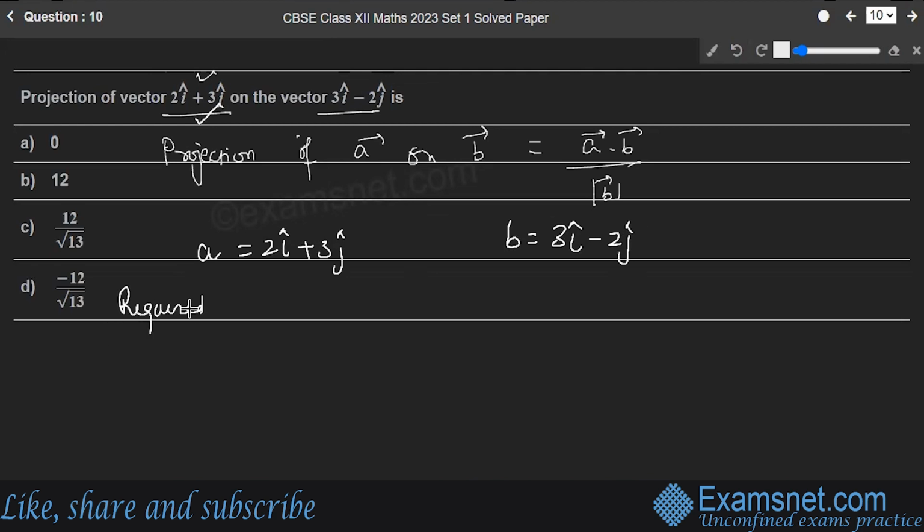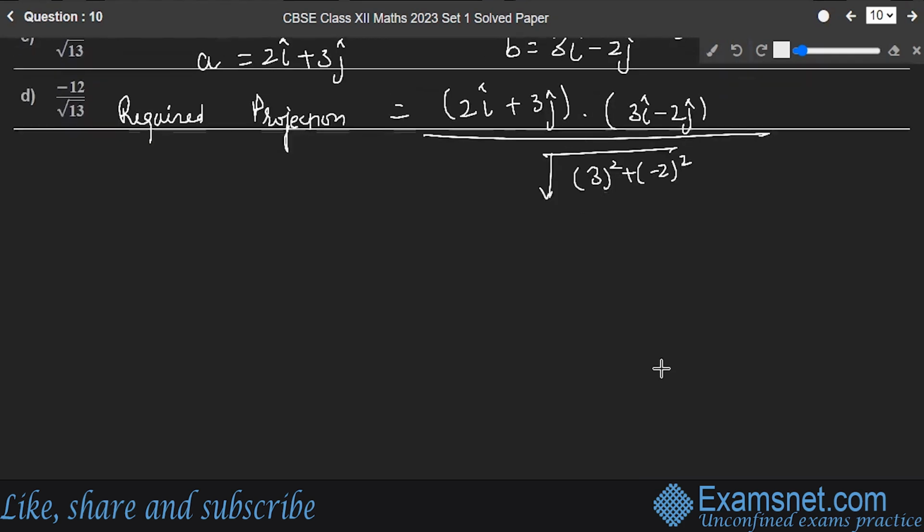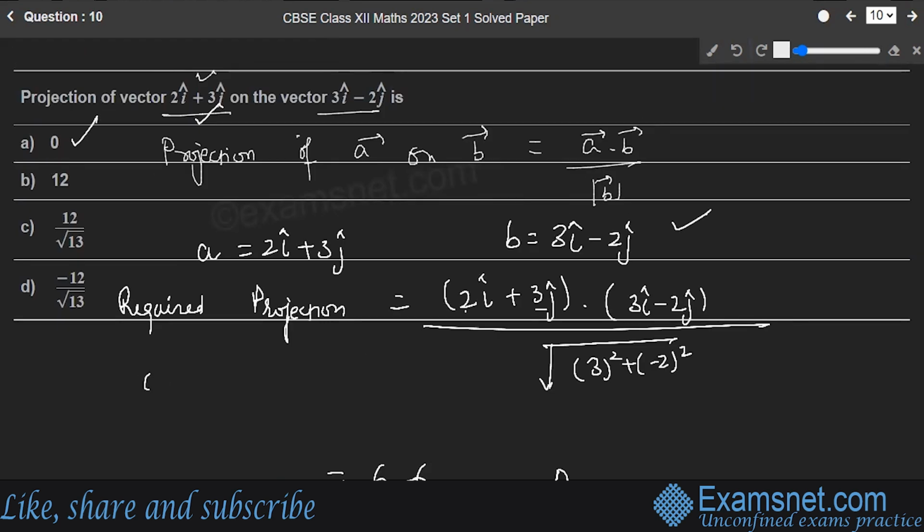Therefore, the required projection is given by (2i plus 3j) dot (3i minus 2j) divided by the magnitude of B, so this is root of 3 square plus minus 2 square. This is equal to 2 into 3, that is 6, minus 3 into 2, minus 6, upon root of 9 plus 4, which is 0. That's it. You have 0 as the answer. Option A is the correct answer.